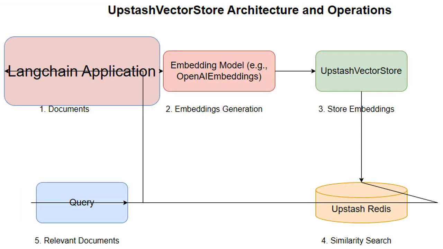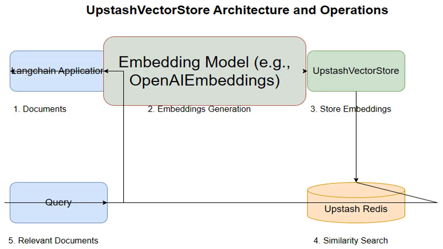Now, let's talk about how the UpstashVectorStore fits into a larger LangChain application. The LangChain application is the overall system that uses the vector store for tasks like question answering, document retrieval, or semantic search. The UpstashVectorStore acts as a component within this application, providing the functionality to store and search embeddings. The vector store enhances the application's ability to work with text data.